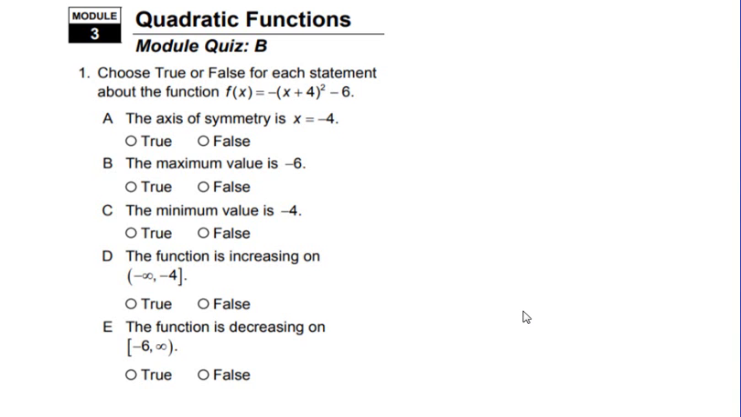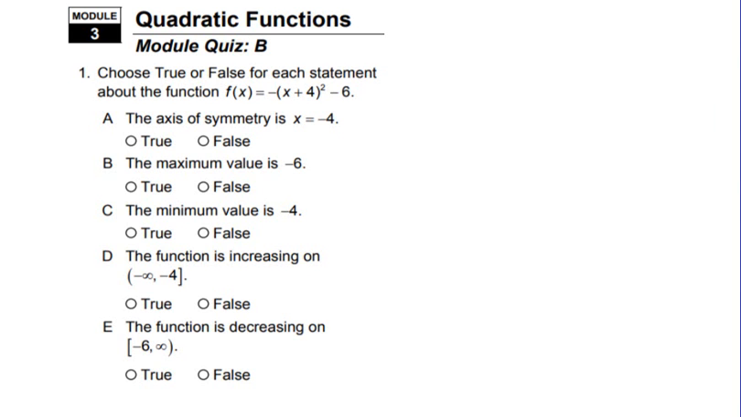Choose true or false for each statement about the function f(x) equals negative quantity x plus 4 squared minus 6. And we're asked different things about this function. I think a very helpful thing to do would be to sketch a graph of this function, which I'll do right here.